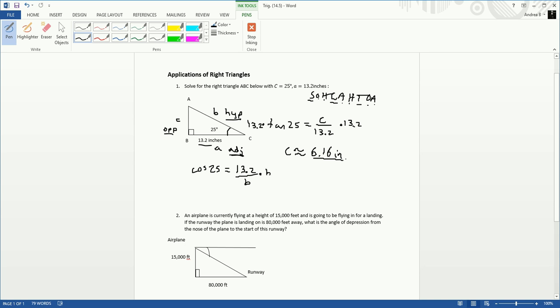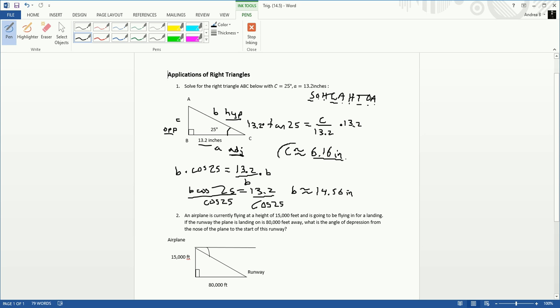So in this case, we would need to multiply both sides by B to get it out of the denominator. So then we'd have B times cosine of 25 degrees is equal to that 13.2. And then divide both sides by that cosine of 25 degrees to finish getting B by itself. So then for your side B here, if you do that 13.2 divided by the cosine of 25, you should get about 14.56. Once again, it is in inches since it's another side of the triangle.